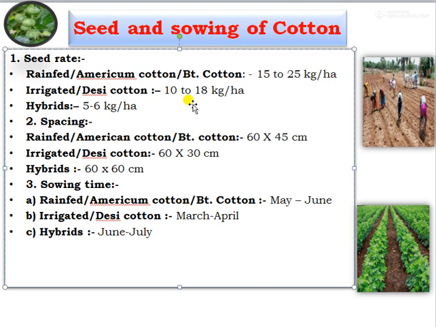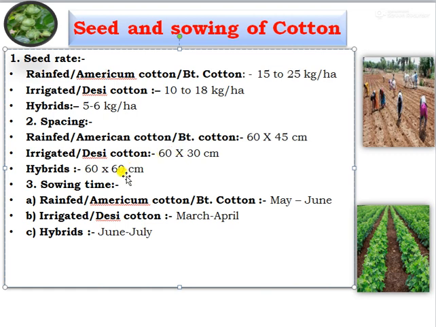And in the case of the desi species, the crop growth is less, and it has more number of branches over the rain-fed cotton, hence it requires a seed rate of 10 to 18 kg per hectare. In the case of spacing, American or rain-fed cotton or BT cotton requires 60 by 45 centimeter or 60 by 30 centimeter, and irrigated or desi cotton requires 60 by 30, and for hybrids it is 60 by 60.